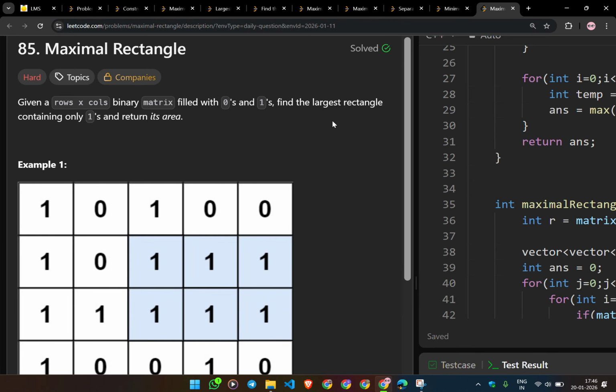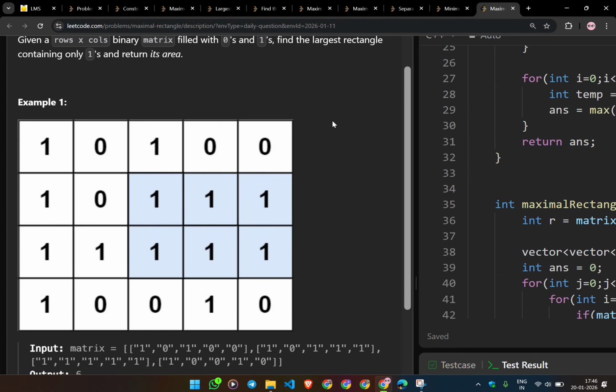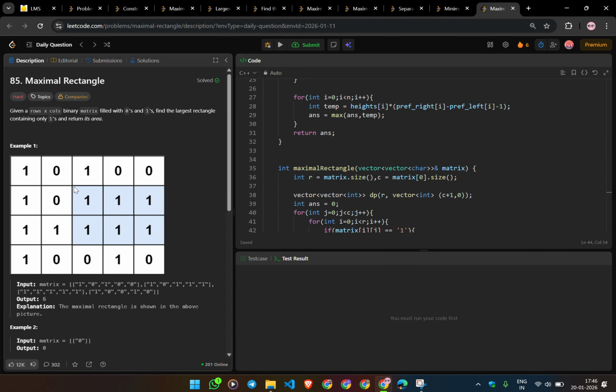Return its area. Here we only have to find the largest rectangle which contains only ones. The whole matrix is given to us, and in that whole matrix only zeros and ones are present, but we have to figure out the rectangle which has only ones. No zeros should be present in that rectangle.